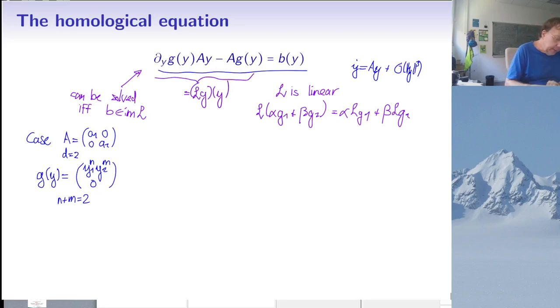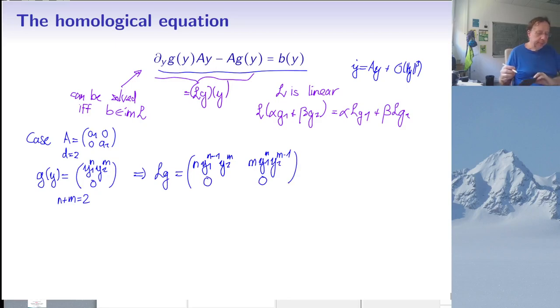And then what will L g look like? Well, first I have to compute the Jacobian matrix, so that is given by n times y1 to the n minus 1 times y2 to the m. That's the y1 derivative, and then I will have m times y1 to the n times y2 to the m minus 1. In the second row I will have zeros. And this I have to multiply by A times y, which is a1 y1, a2 y2. And then I have to subtract A times g of y, which is the vector a1 times y1 to the n times y2 to the m, and 0.